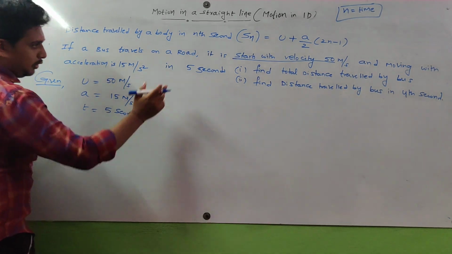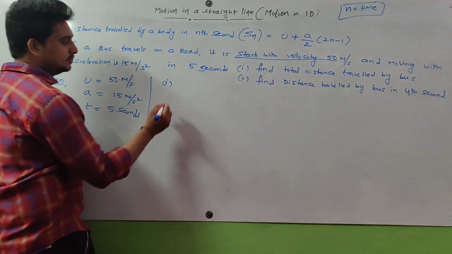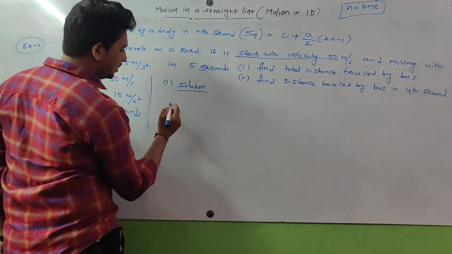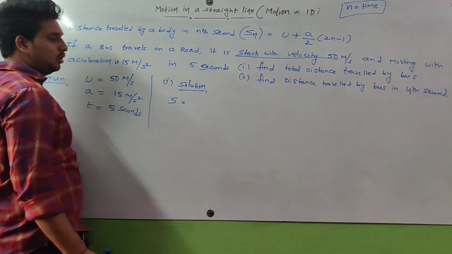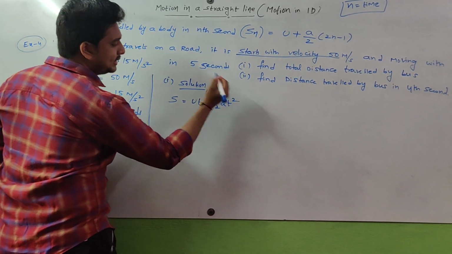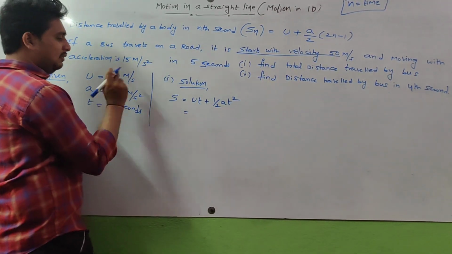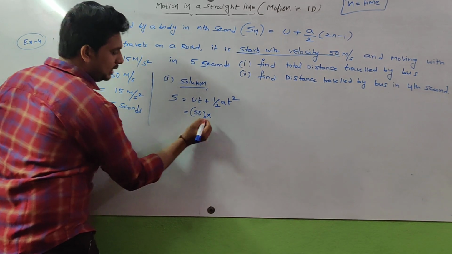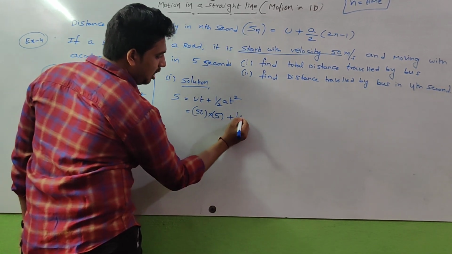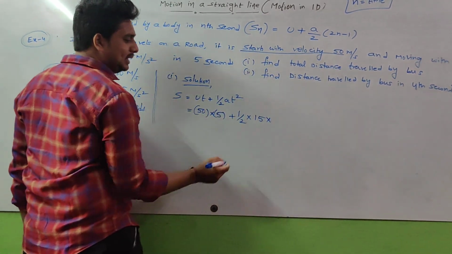The first part is to find the total distance traveled by the bus. First problem solution. Total distance traveled by bus, the formula is S is equal to ut plus half at square. That means U value is 50 meter per second into time t value is 5, plus half into acceleration 15 into time t value 5 squared.